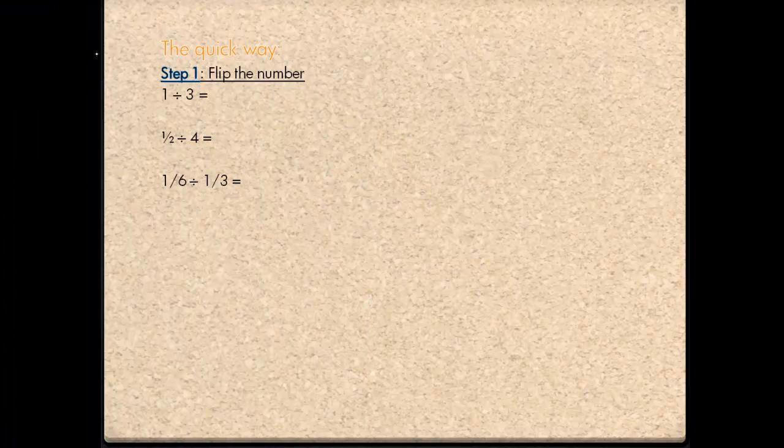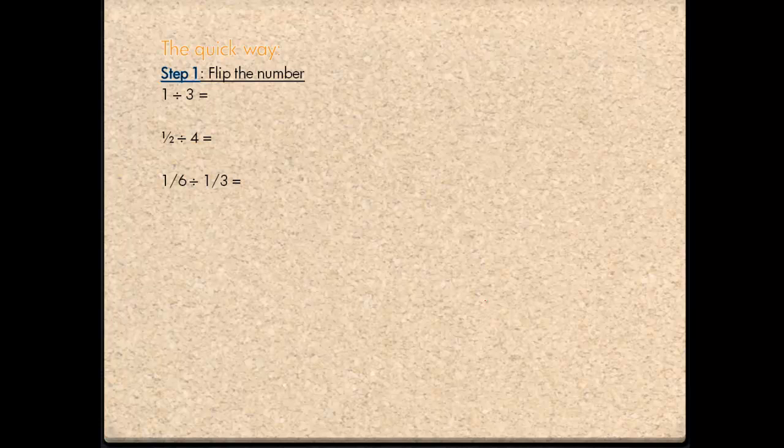So whenever I want to divide fractions, there are actually 3 steps that I have to remember. Step 1 is to flip the number. Whenever we see the division sign, what we need to do is flip the second number upside down and make the division sign into a multiplication sign.